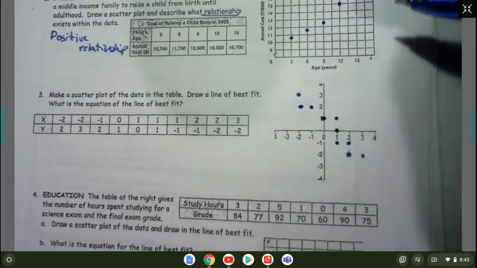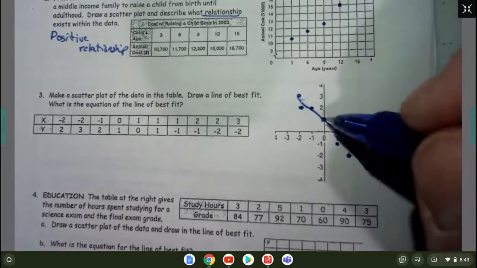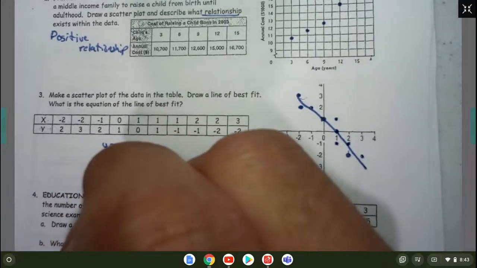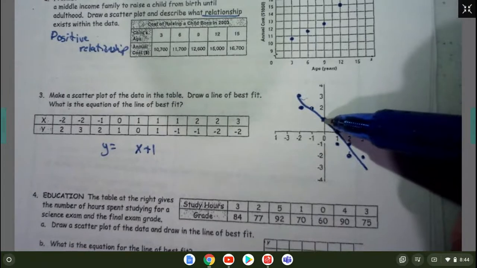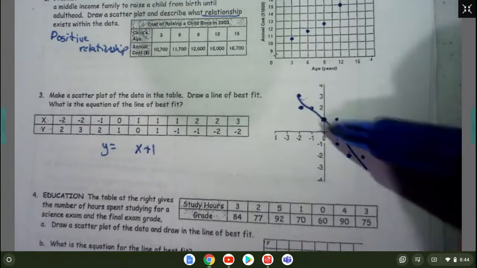Draw a line of best fit. What is the equation of the line of best fit? There's my line. This time I crossed right at +1, so that's y equals something times x plus 1. And honestly, I'm going down 1 and right 1 right here. All right, and that's probably a pretty good line.